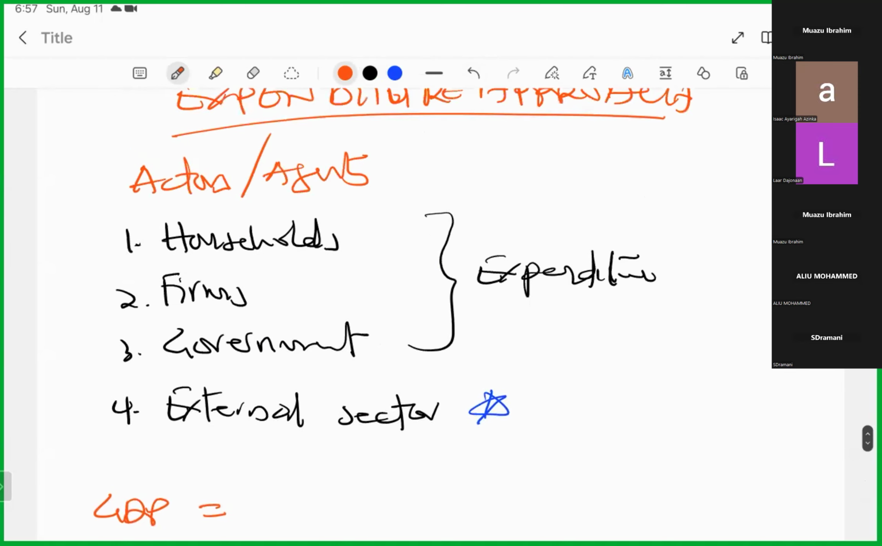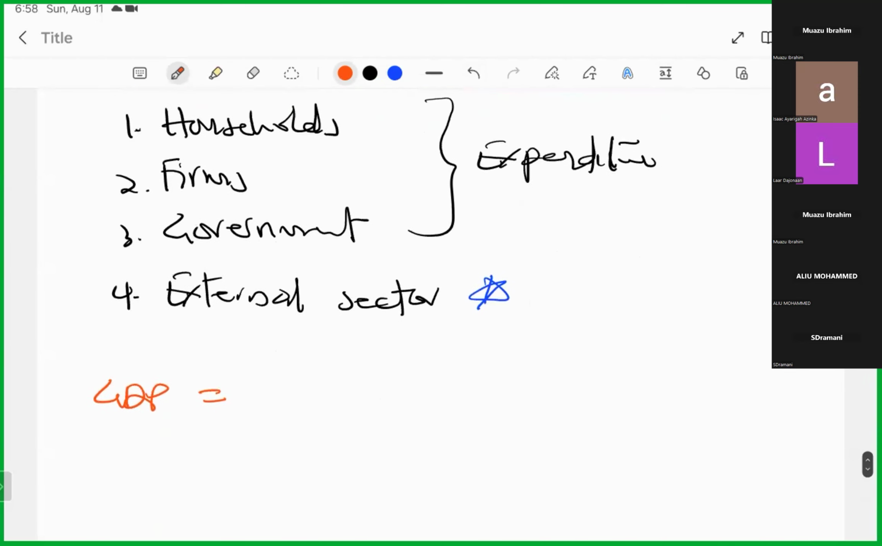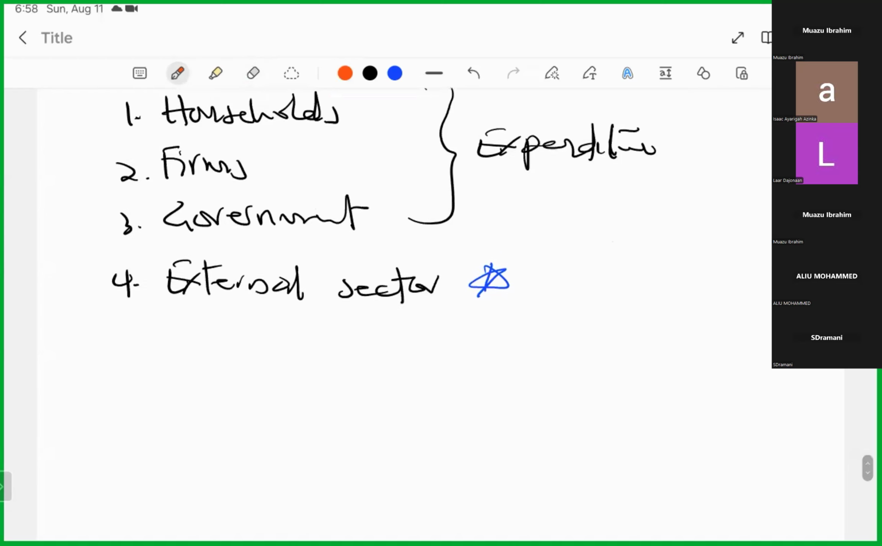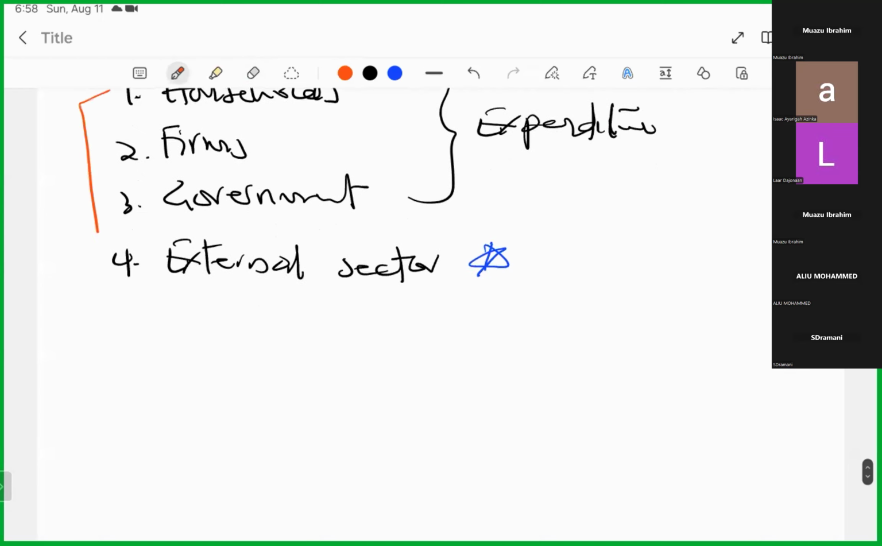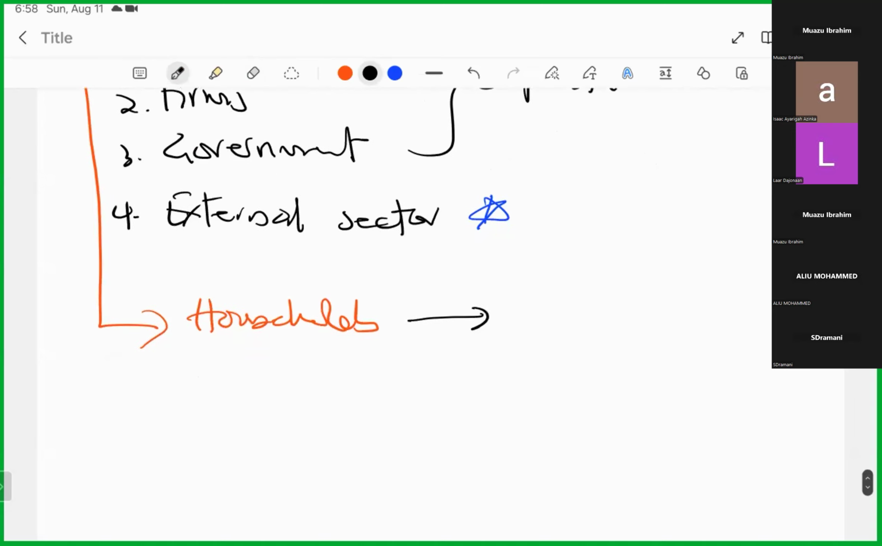Now, when you look at the GDP using this particular approach, for the households, what do households do in terms of their expenditure? This first one, we are looking at the households. So households do what? They consume. We buy some things to consume. So we have our consumption. The households do a lot of the consumption.